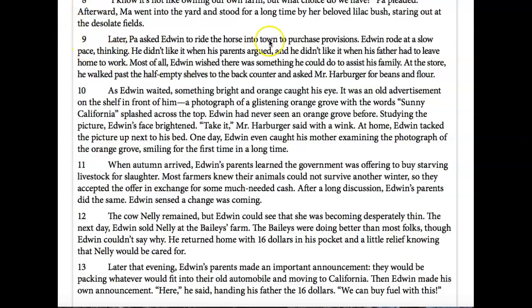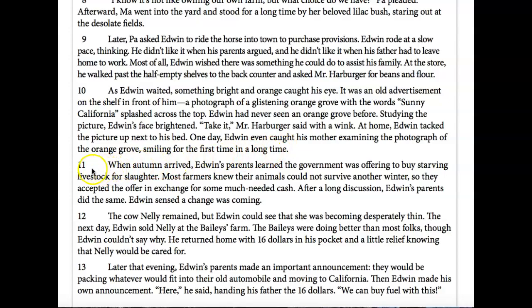So as we read, guys, try to picture and visualize what's happening. So for an orange grove, you would just picture a big farm of trees of oranges. Okay, so keep those kinds of visuals in your mind as we read.